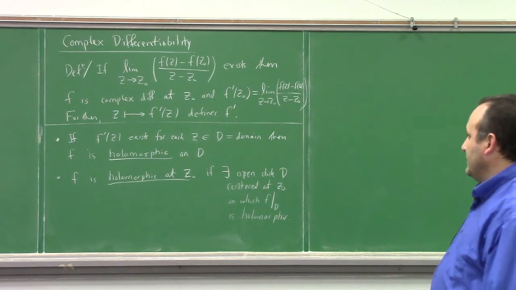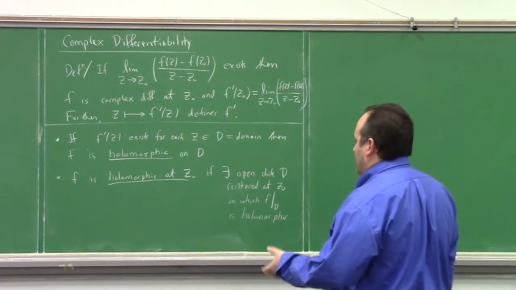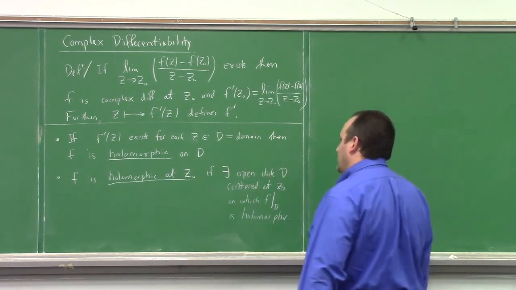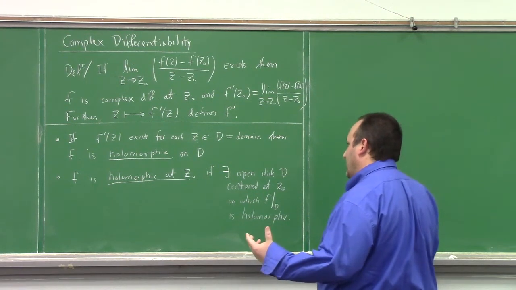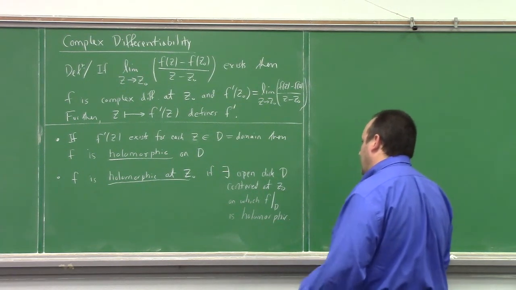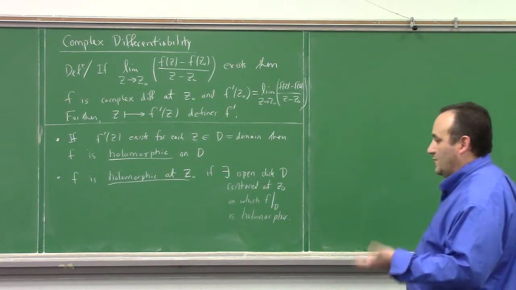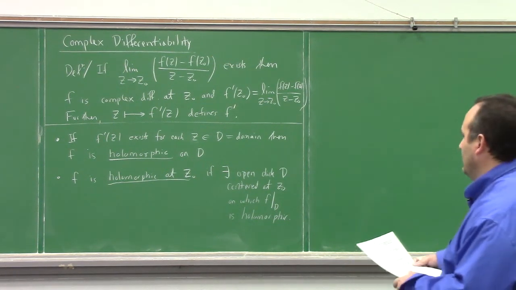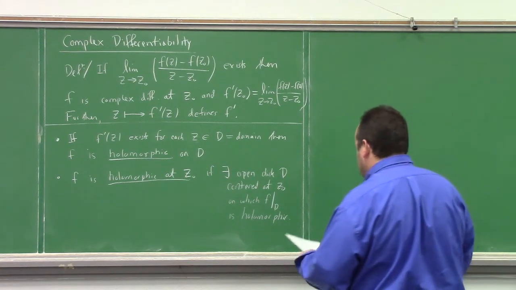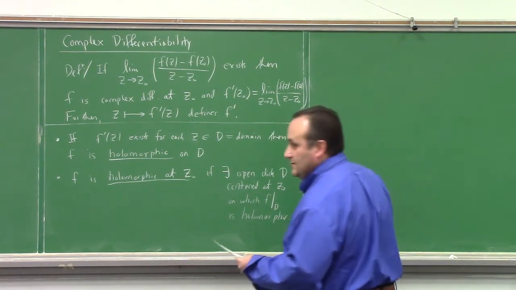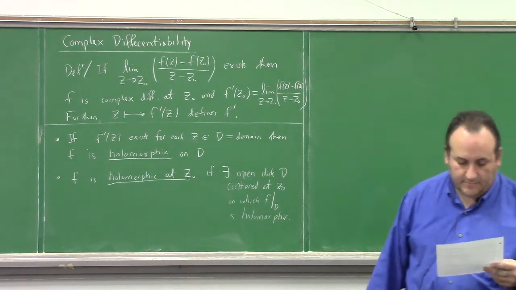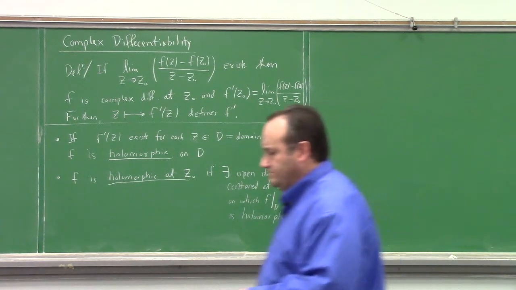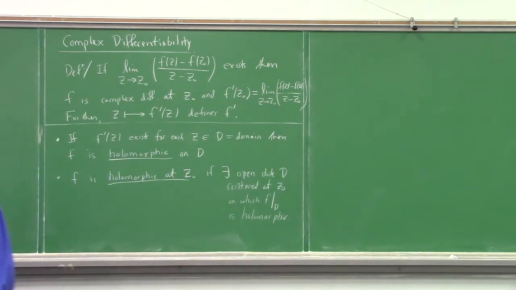So complex differentiability is at a point. If we have complex differentiability on some open disk centered at the point, it's said to be holomorphic at that point. Right? So f restricted to D, the function restricted to D.